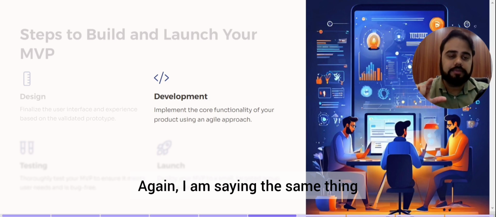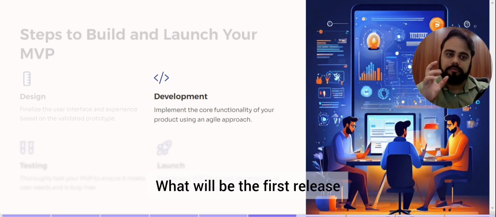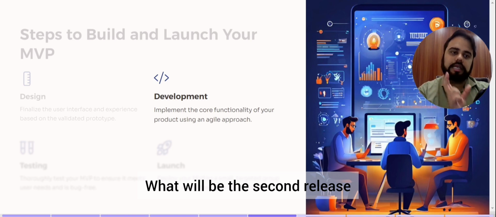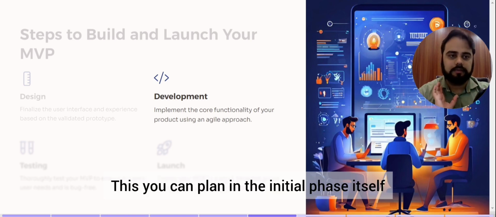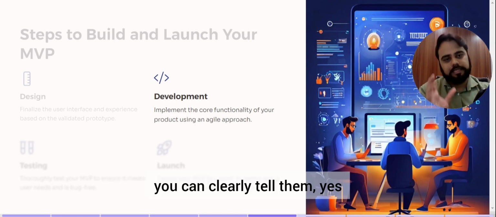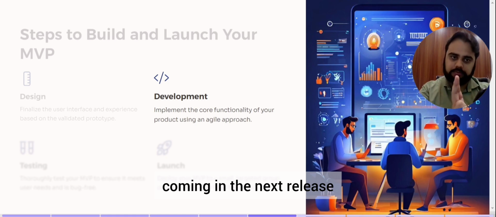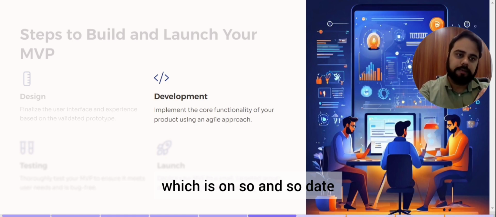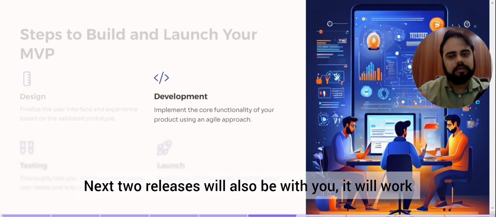Again I am saying the same thing. Agile approach means the basic minimum feature. What will the first release be, what will the second release be, what will the third release be, this you can plan in the initial phase itself, so that while giving a demo to the user, you can clearly tell them, yes, this is what we are releasing now, this is coming in the next release, which is planned on so and so date, and this will be coming in the third release. The next two releases will also be with you, it will work.